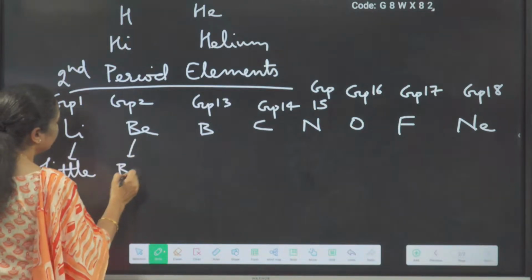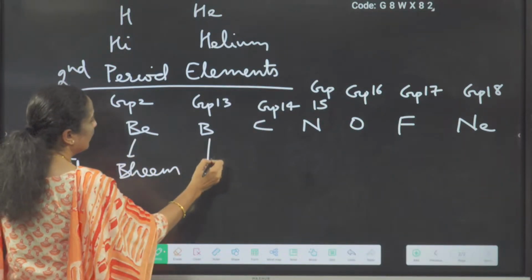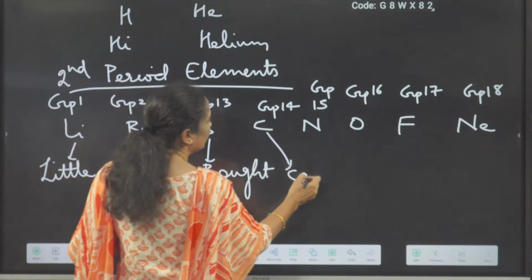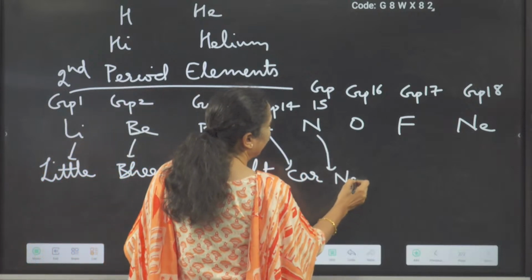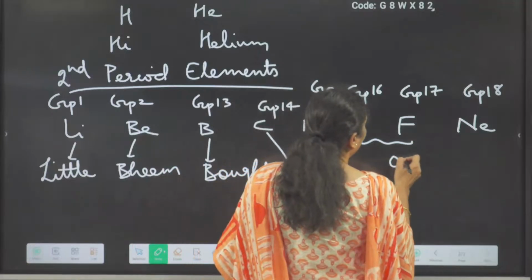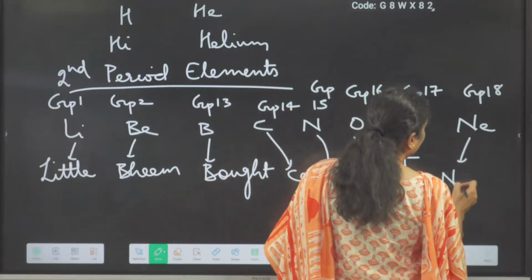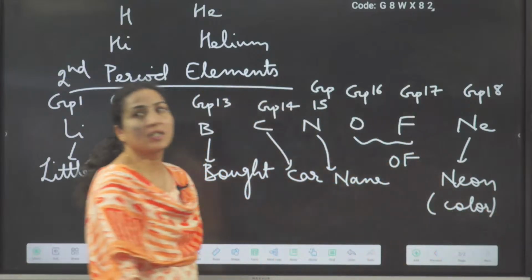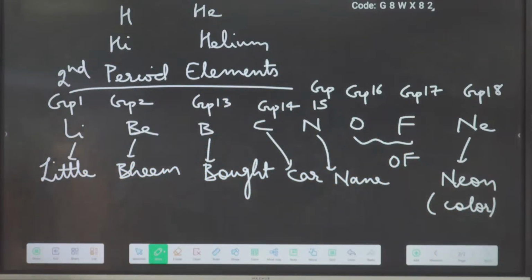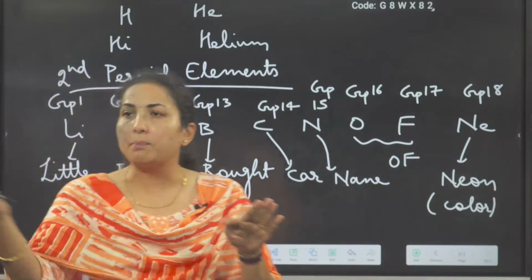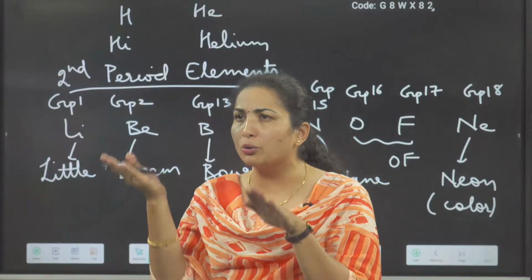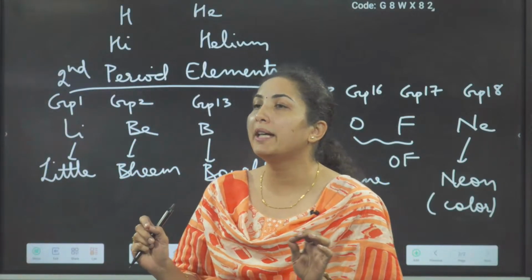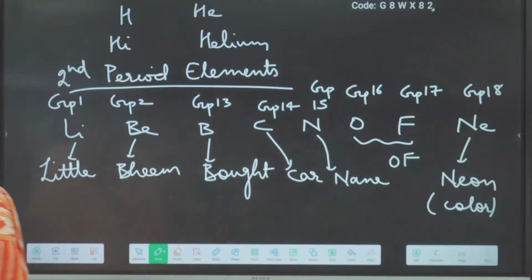Chota Bheem bought a car. Which car? Nano. And of which color? Of neon color. I'm writing color in brackets just to make sense. Using this, you will be able to write down these elements in one particular horizontal line so that they are not going up and down, and the periodic table which you are trying to make is absolutely perfect.